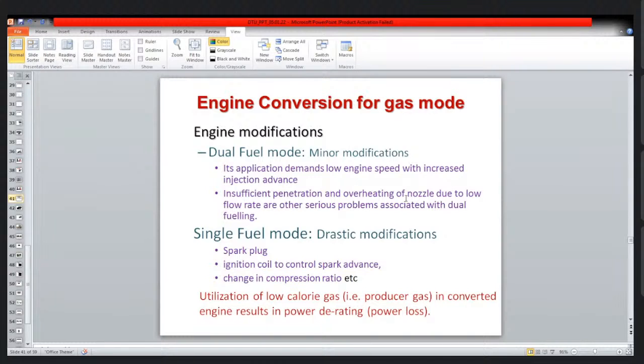In single fuel mode, we need drastic modification, insertion of a spark plug if we are converting from a diesel engine. If we are converting to a gas engine in single fuel mode from a spark engine itself, we do not need to apply this, but we need to control the compression ratio in that case. So whether the existing engine is diesel or petrol doesn't matter. We need to control the compression ratio and the spark timing at least. Okay.